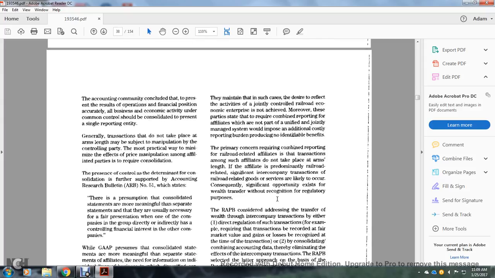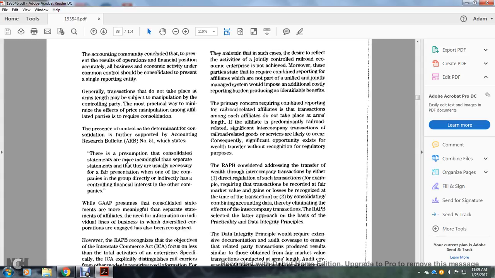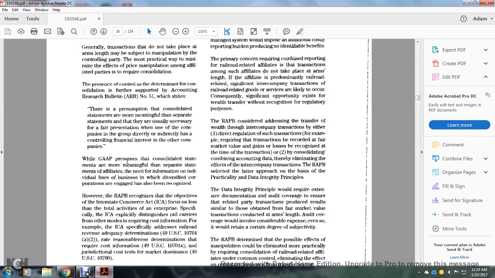The accounting committee concluded that the results of operations and financial position of all business economic activity under common control should be consolidated to present a single reporting entity. Generally, transactions do not take place at arm's length, but are subject to the controlling party. The most practical way of minimizing the effects of manipulation by affiliated parties is to require consolidation in the presence of control, which is further supported by the accounting research principles.